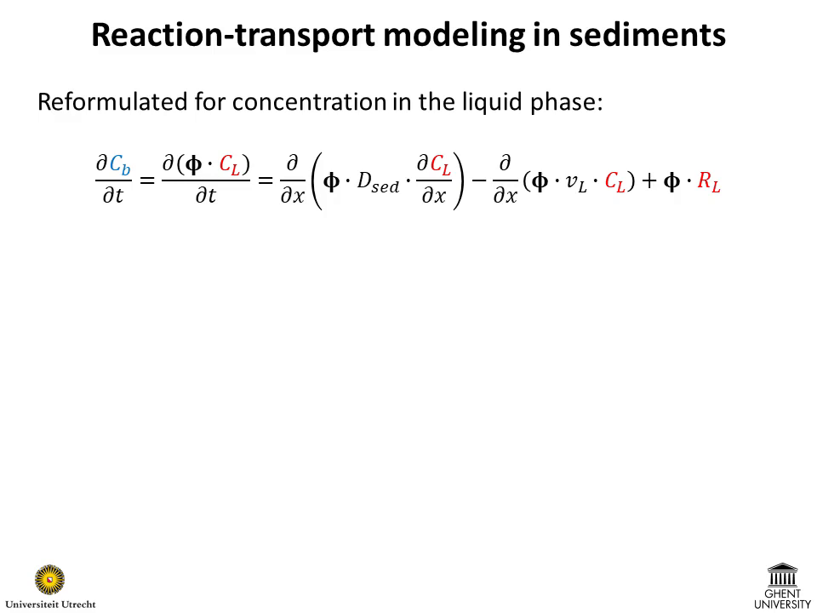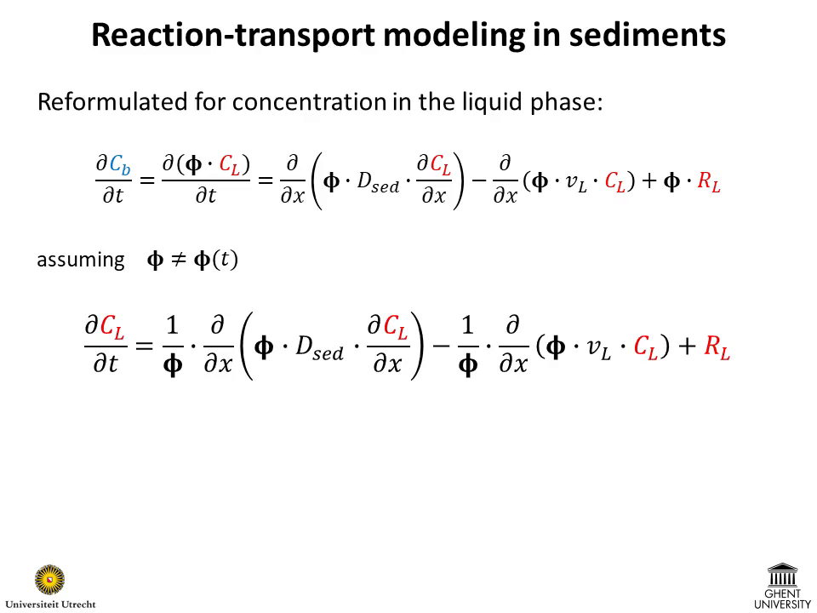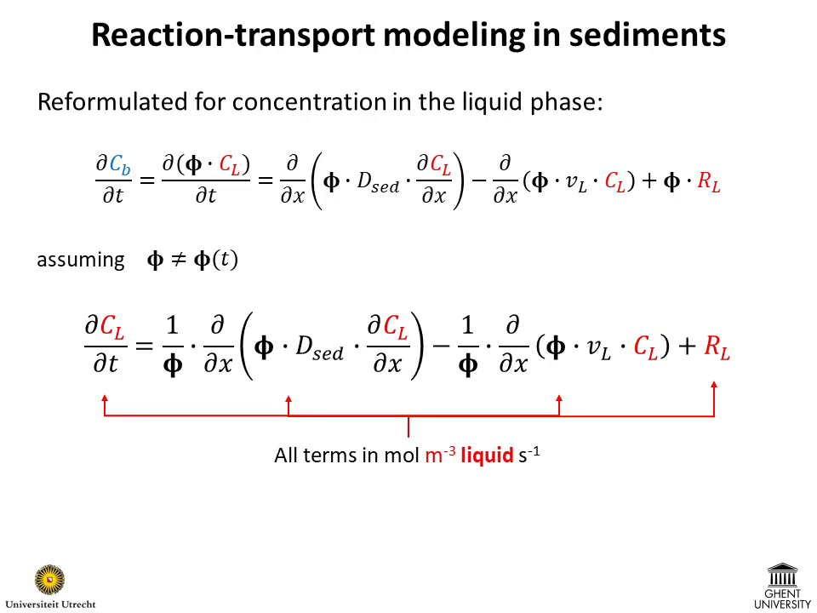Based on these conversions, we can now rewrite the mass balance equation. We see that every term contains the porosity factor. Now we assume that porosity is independent of time, which is typically a valid assumption on timescales of processes that we are going to study in this course. Therefore, we can take the porosity out of the time derivative and divide the entire equation by it. We obtain a differential equation where all terms are expressed per volume of the liquid phase.